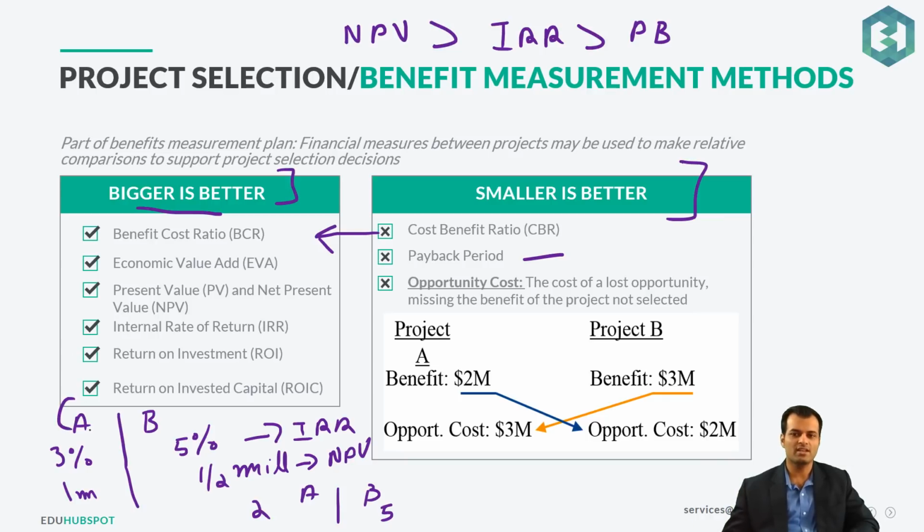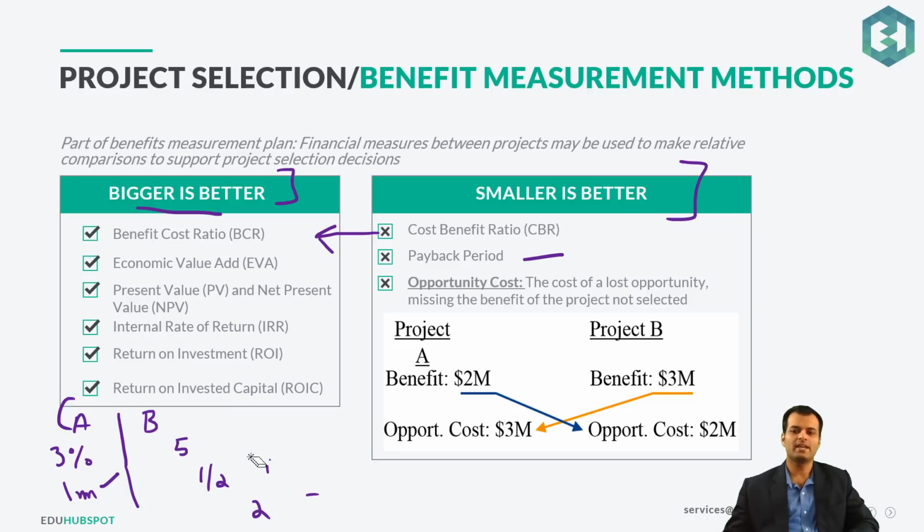So in this case, A had a higher NPV of 1 million. So you will just go for project A and that will be your answer. Always give the top priority to NPV, then to IRR and then to payback period.